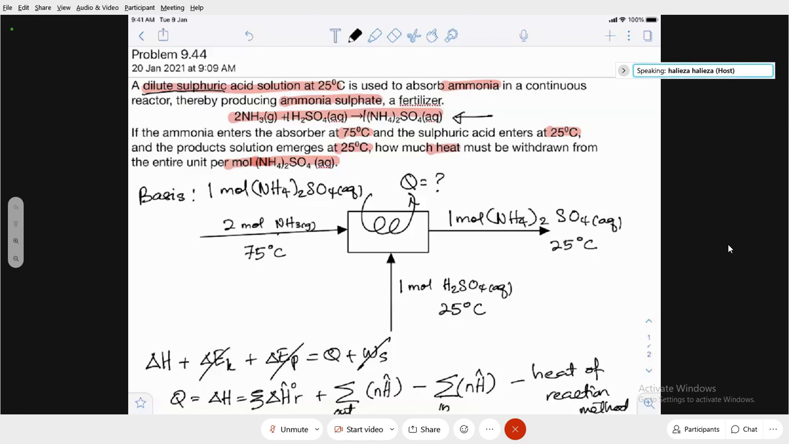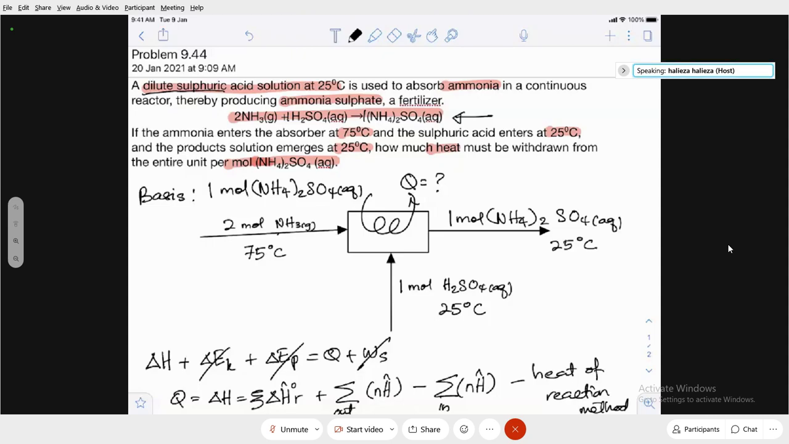Or you look at the product. Initially, there is no ammonium sulfate in your input. You produce 1 mole of ammonium sulfate in your output. So since the coefficient is 1, your extent of reaction is also 1. Get it? Anybody? Is that clear? Good, thank you.